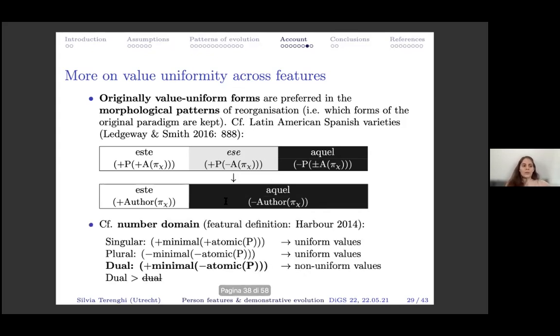And also beyond person features, we see similar effects in the number domain. For instance, the dual category implies the singular and plural one, because singular and plural can be derived just by plus minus atomic, but dual crucially needs an additional feature. And on top of that, dual is derived by non-uniform values across features, so minus and plus. And interestingly, just like the hero-oriented semantics, the dual semantics is the only one that can be lost.